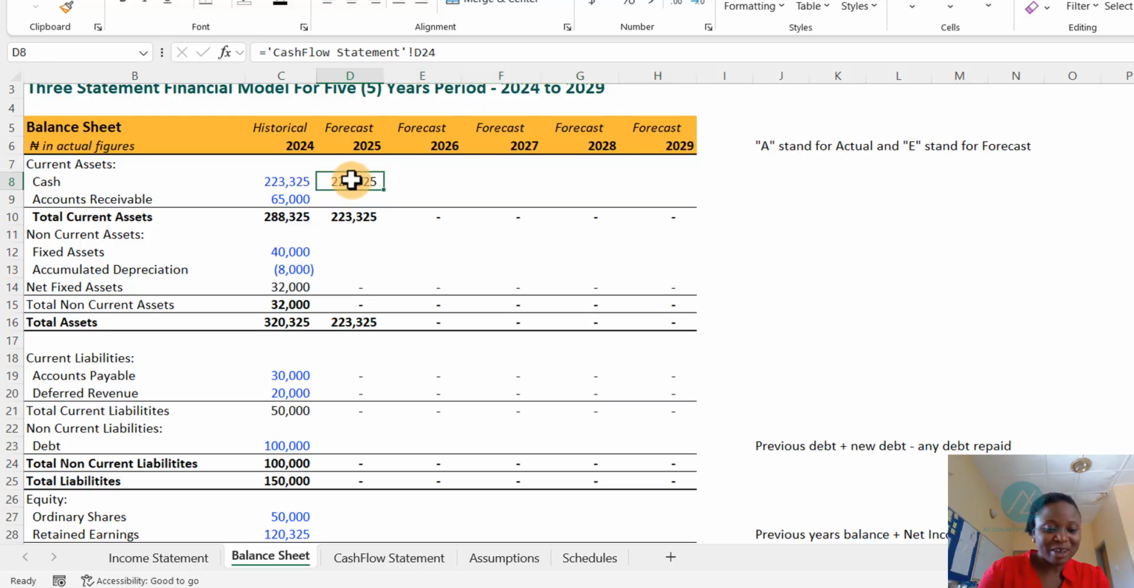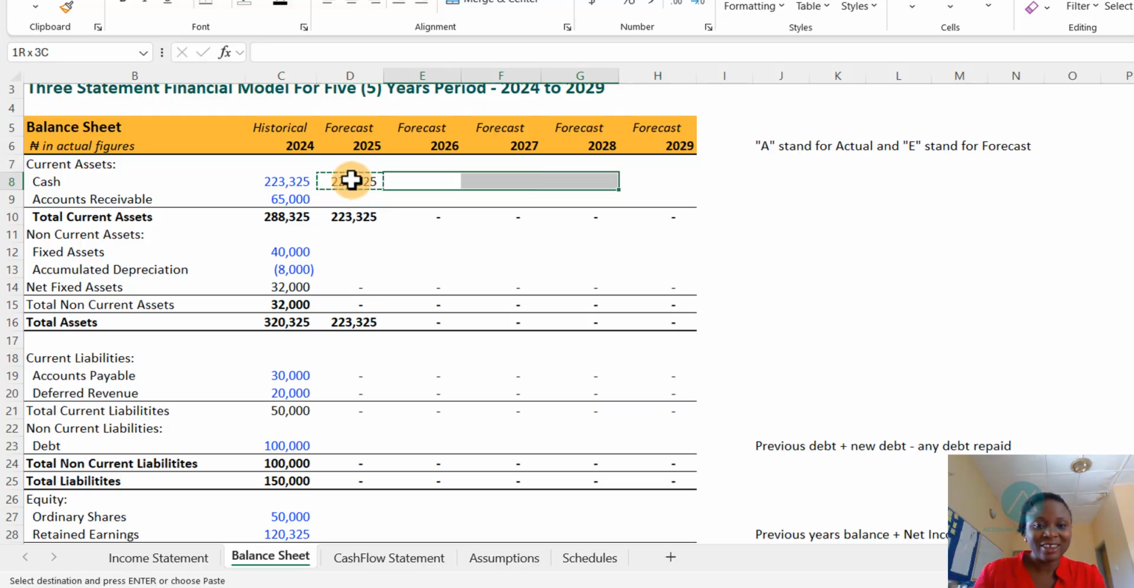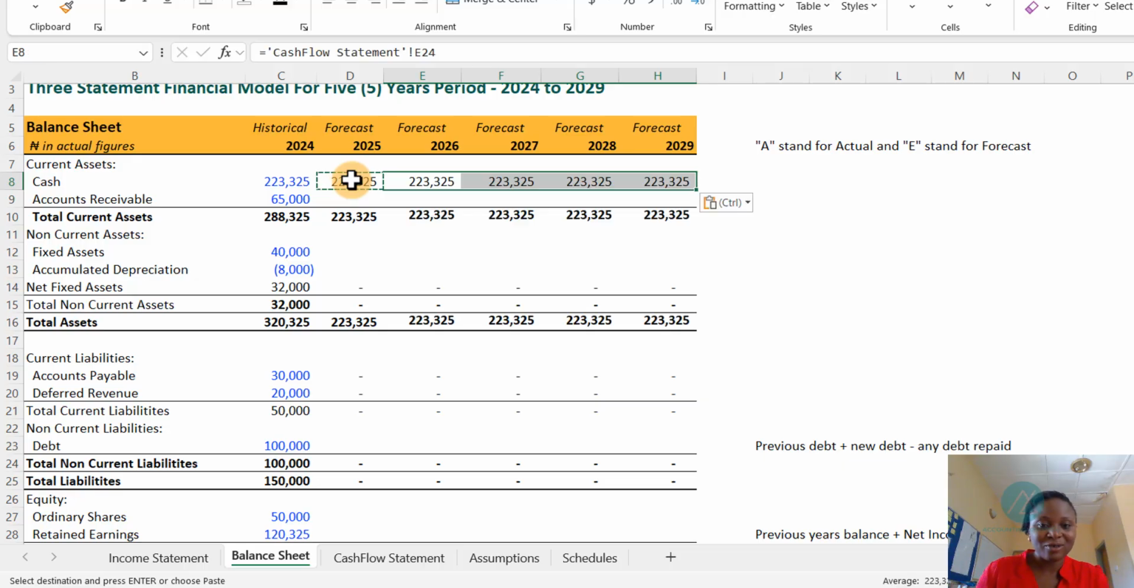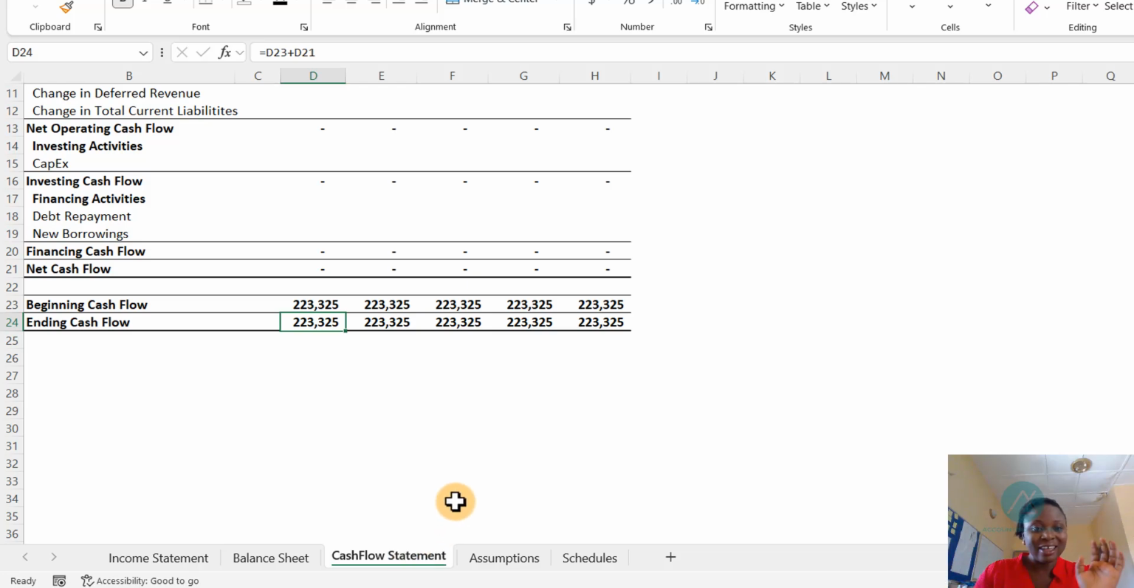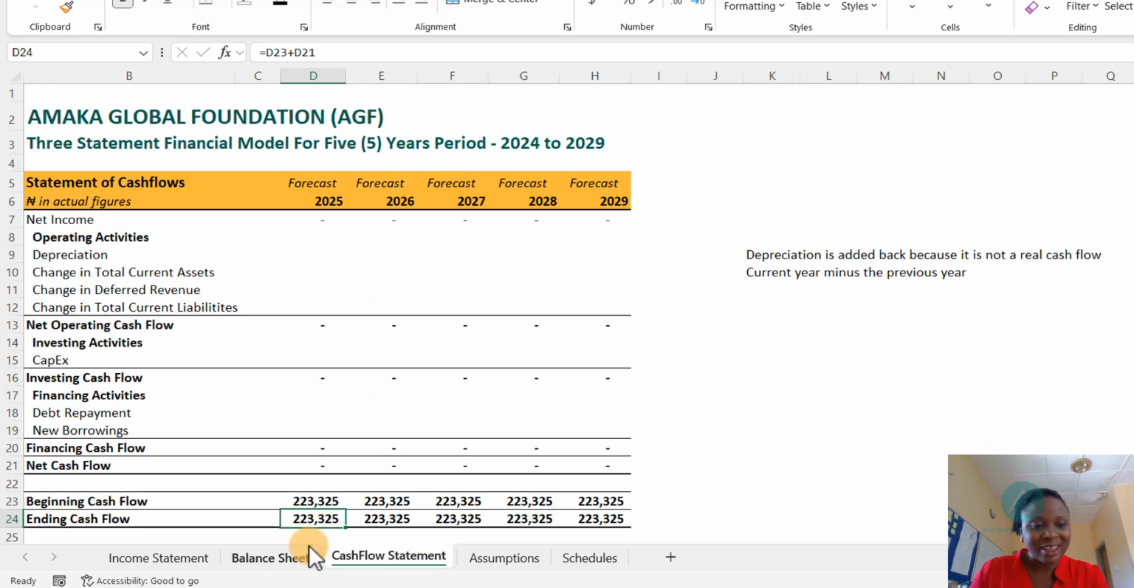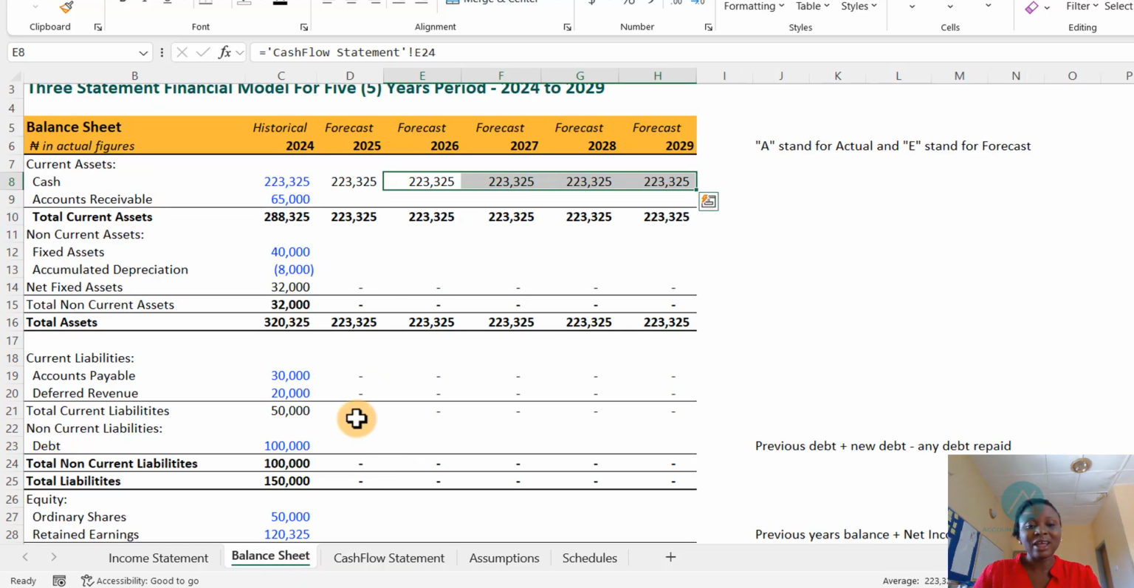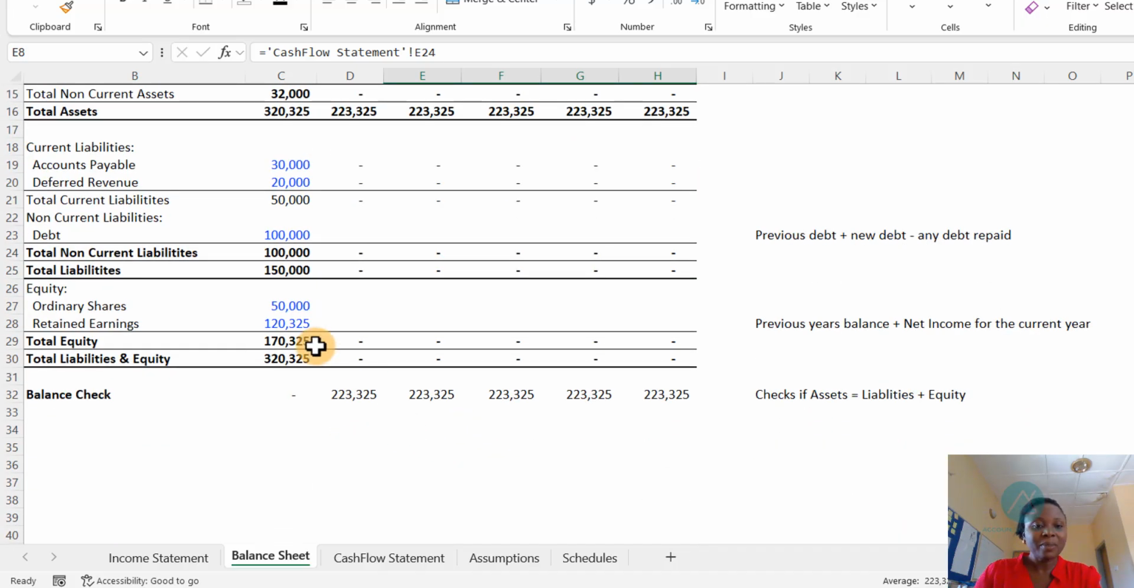I don't know why my shortcut is not working, so let's just Control C and Control V. Good. So that is how you link. This is the second thing you need to link. So the third thing now is on your balance sheet.